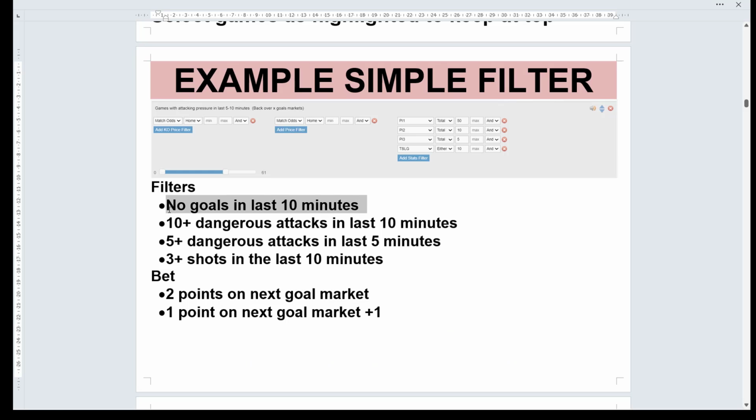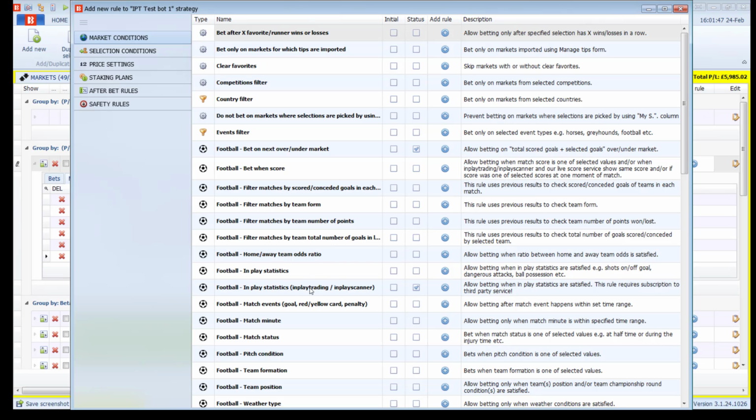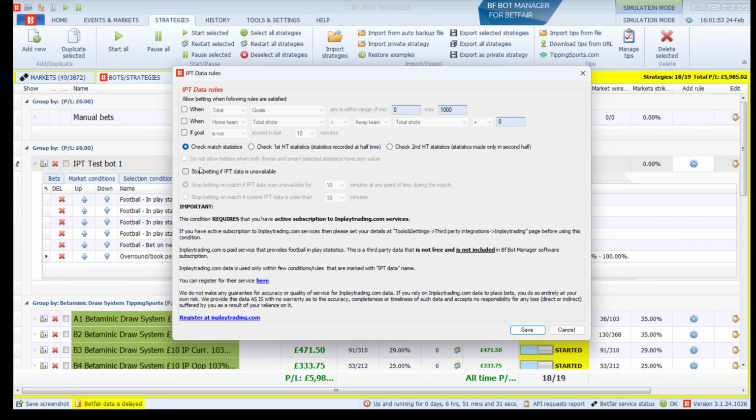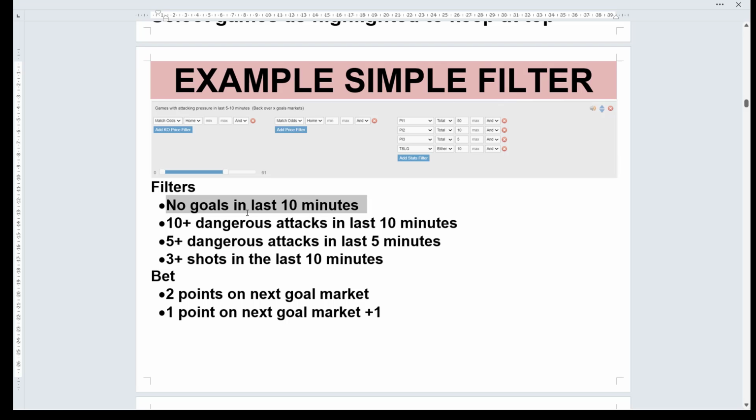And also I want no goals in the last 10 minutes. Again, I add match conditions, football in-play statistics, in-play trading, and here if goal is not scored in last 10 minutes, and save. So that is set up there, and next I want it to bet on the next goals market.